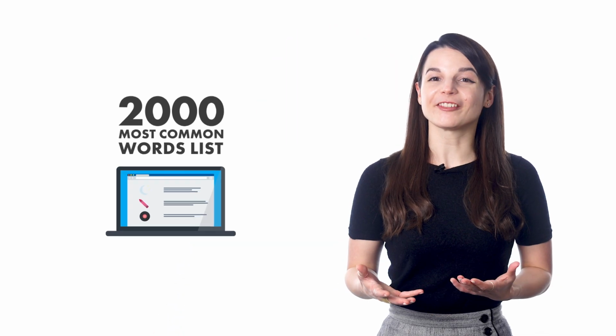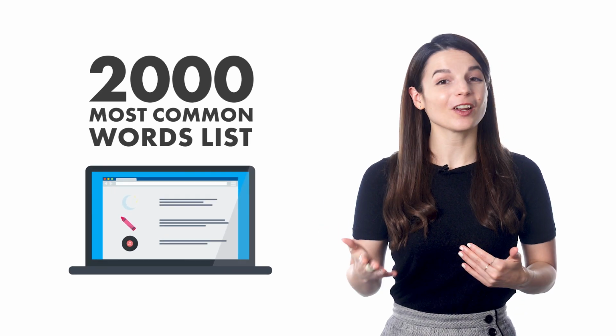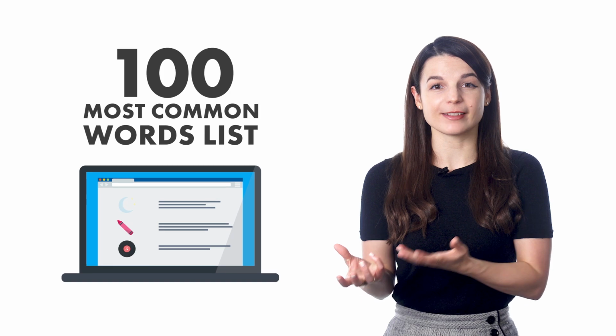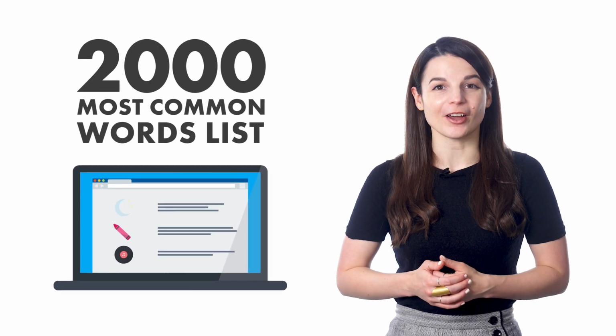Now, 2,000 is quite a lot to learn. Do you have to learn it all? Well, you don't have to learn it all at once. You can go category by category. You can also start with the top 100 words, then move on to the top 200, 300, and so on until you get to 2,000.